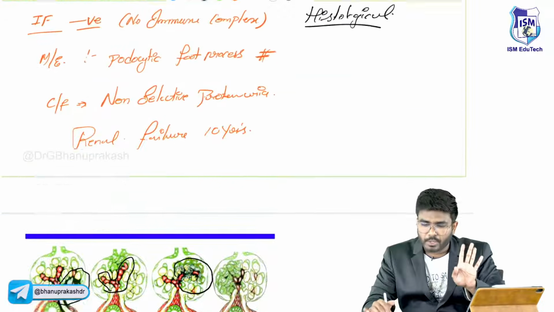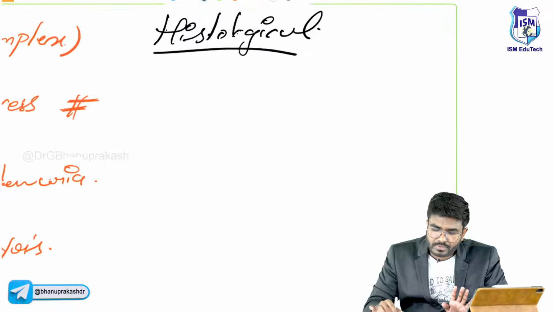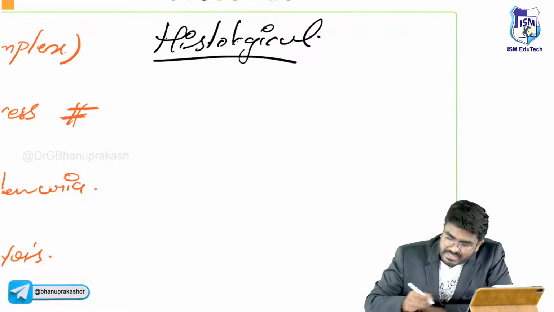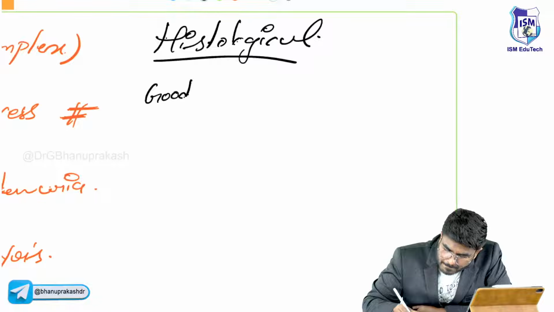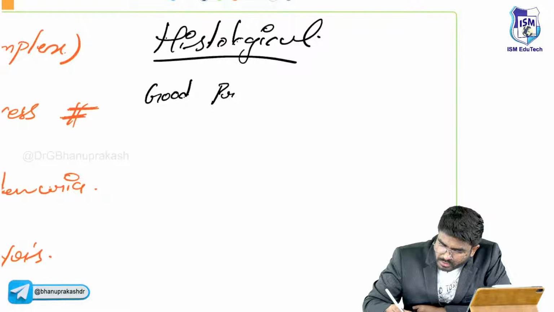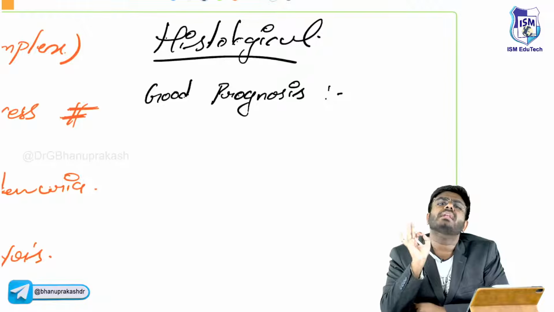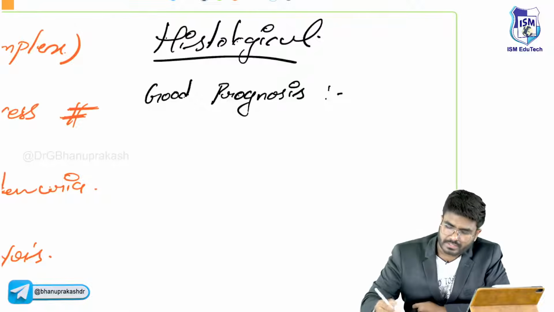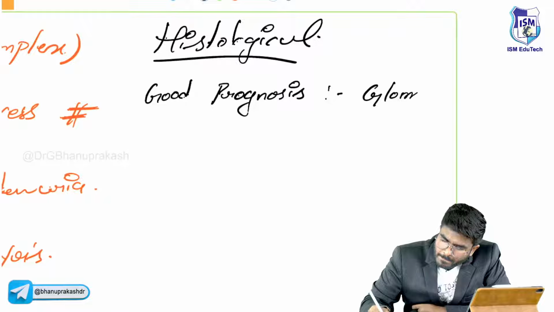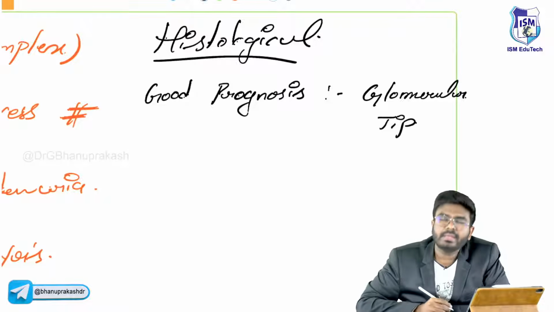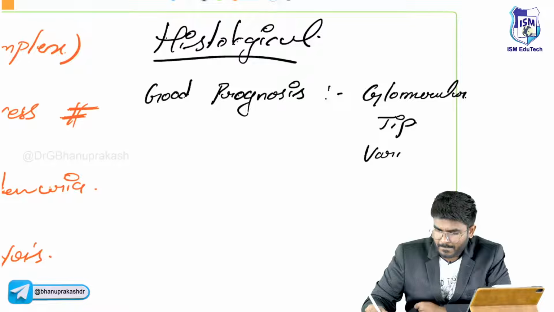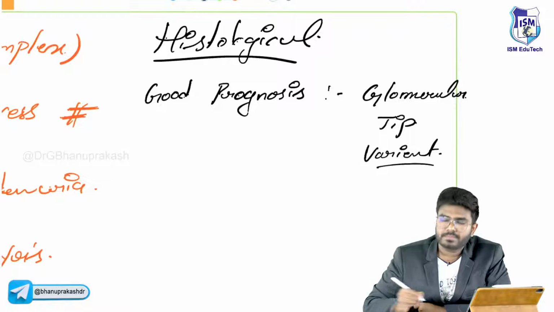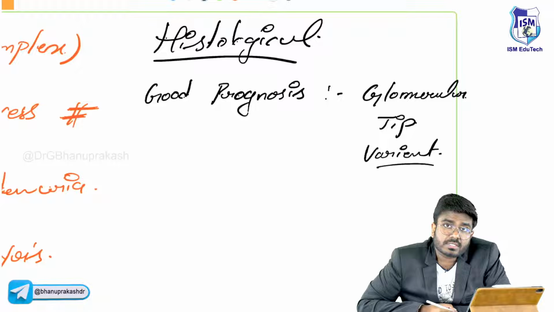Not everything is important. What is important for your exam is which one has a good prognosis? Which variant has a good prognosis? See, only the glomerular tip is affected in the glomerular tip variant, so the glomerular tip variant has a good prognosis. Then who has a bad prognosis?